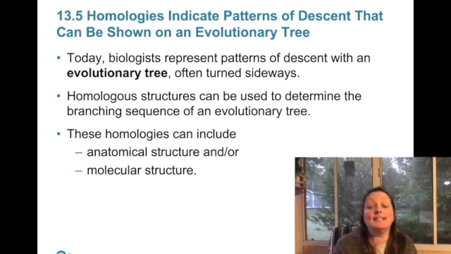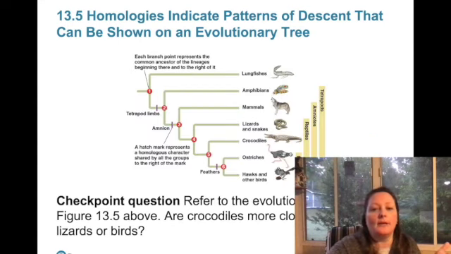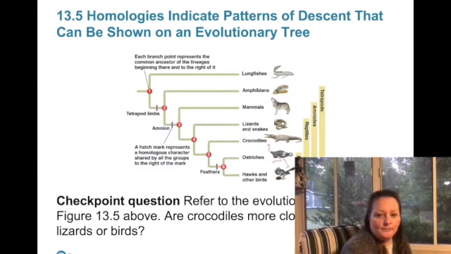So these similarities can be either an anatomical structure or a molecular structure, because there's different ways to look at things. They used to just do more of a visual, but then the deeper they got into it, when they started testing molecular structures, DNA, that opened up so many things, and we realized how many things we were wrong on. So here is one of the trees.